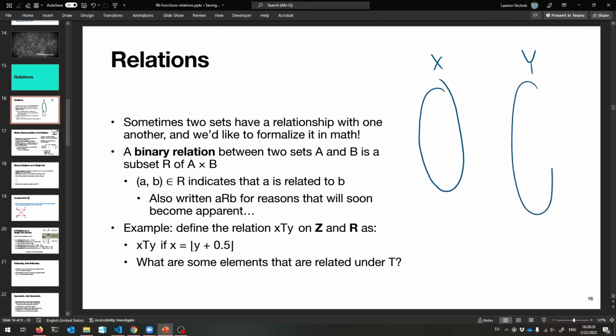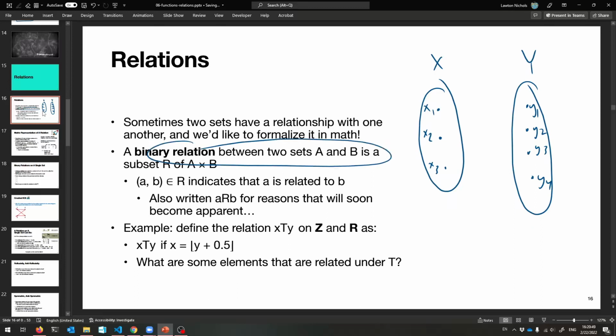So here's x and y again. We can have them be the same as last time, like x can have 3 elements, y can have 4 elements. Totally fine. And here's x1, x2, x3. Here's y1, y2, y3, y4. We can do this. A binary relation between two sets A and B is a subset of A cross B. So this is very similar to the definition of a function, but we can have a much more relaxed definition.